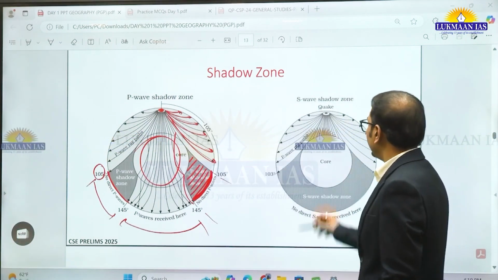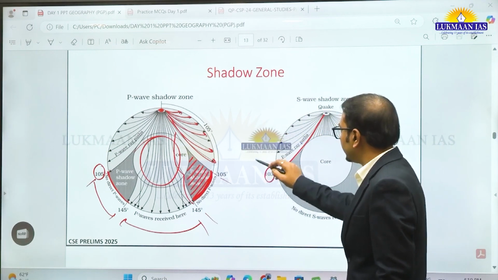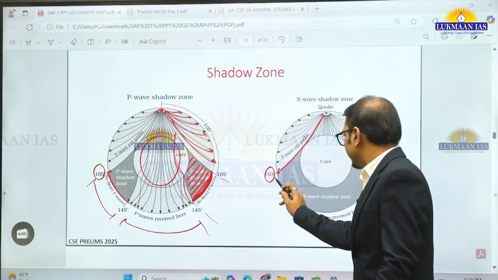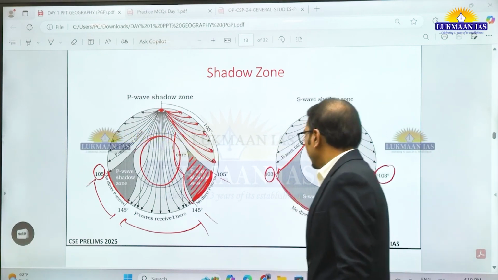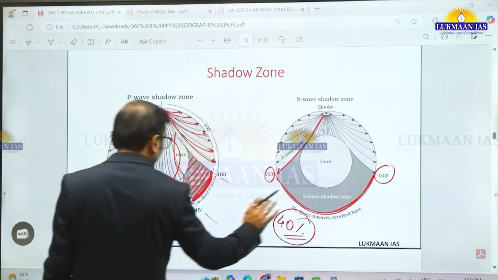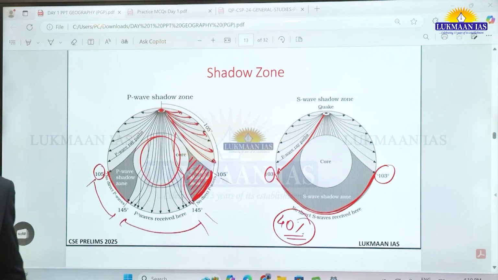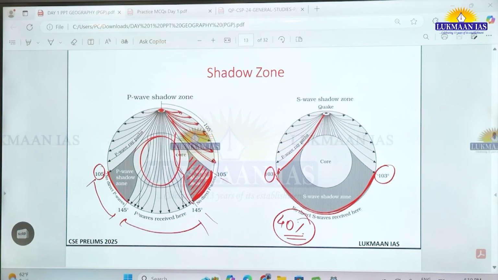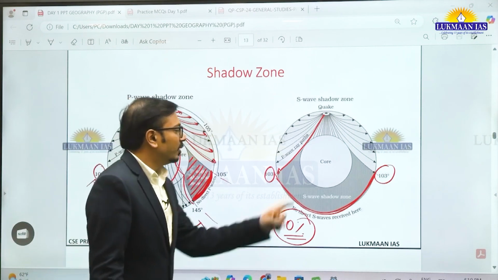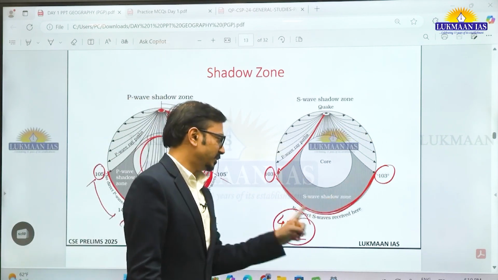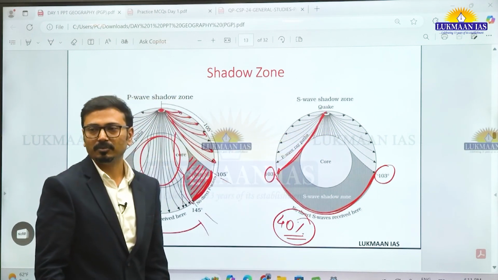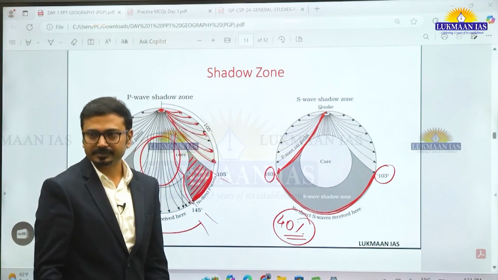Now S waves are found up to only 103 or 105 degrees. Beyond that S waves are not detected. So this is the larger area. It is considered that 40% of Earth's surface is the shadow zone of S waves. Now, as they are not found beyond this region, it has been observed that they do not pass through the core, or the outer core.